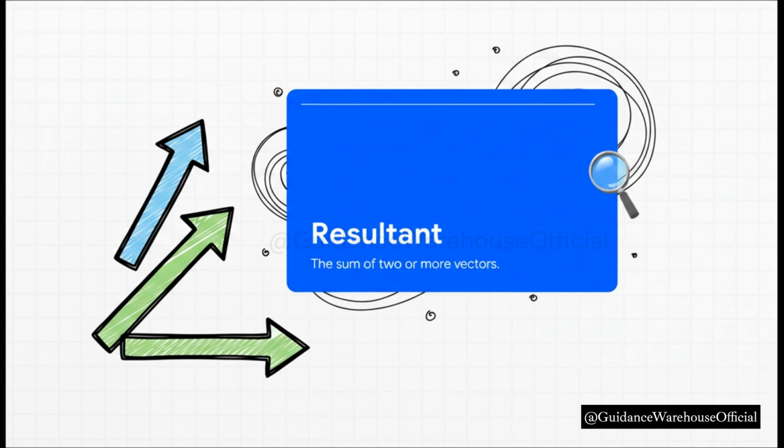That final answer, that shortcut vector, has a special name. We call it the resultant. It's just a fancy word for the sum of all the individual vectors. It shows the net result of the entire journey, from your absolute start to your absolute finish.